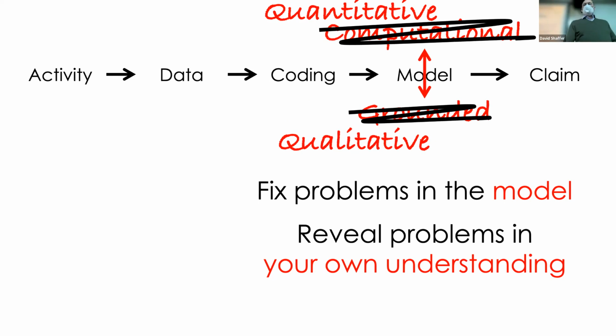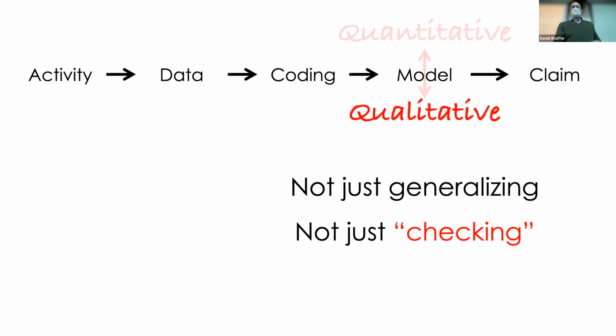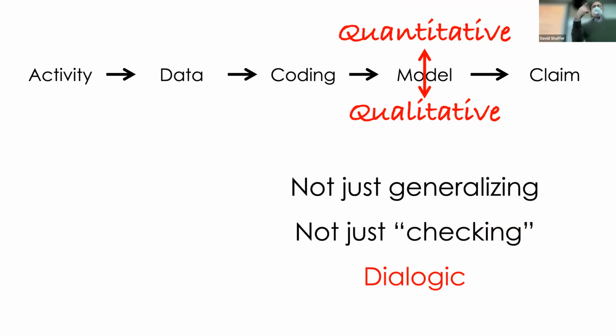In other words, we're not just generalizing some qualitative research result, and we're not just checking some quantitative research result by showing, well, here's some examples, and so you can see that the result makes sense. These are actually dialogic. They're in conversation with one another, and what comes out of that conversation is stronger than what either one of them would say alone.